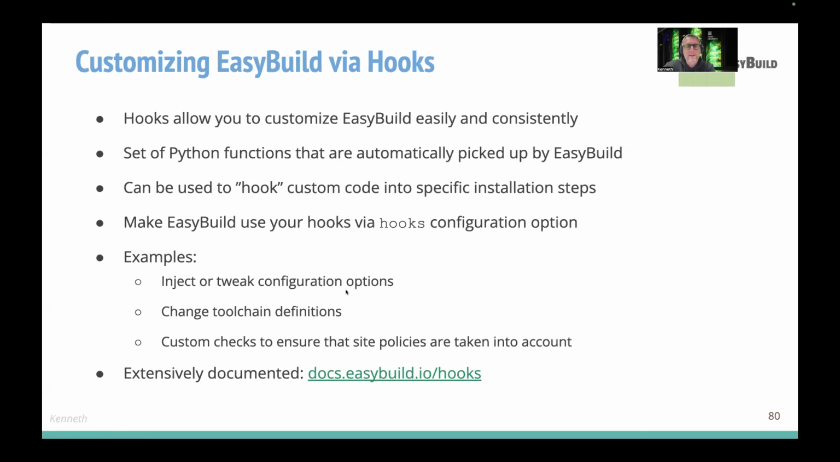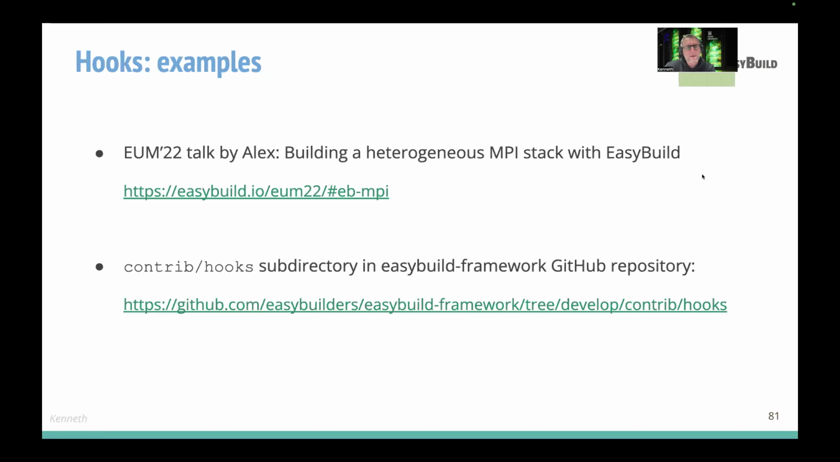So this is very useful for injecting or changing configuration options, to dynamically remove dependencies, or do additional checks in an installation if you feel EasyBuild is not strict enough, and so on. This is also heavily documented. There are very good examples of hooks that were discussed at previous EasyBuild user meetings or which are available through the EasyBuild framework GitHub repository, for example.